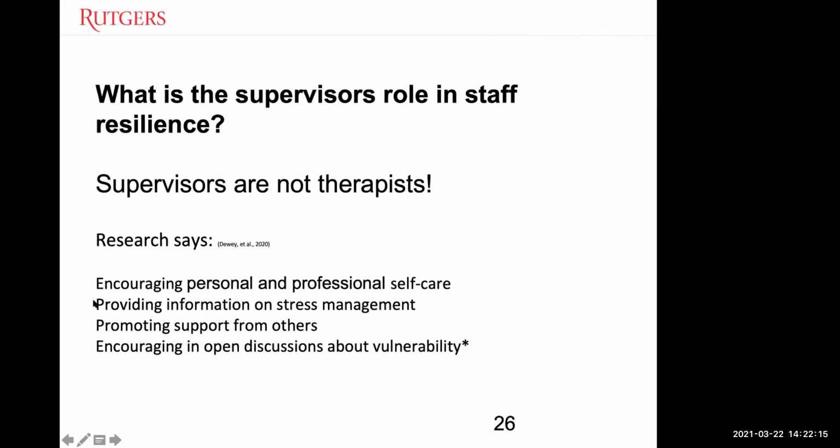And then this last one, this idea of encouraging open discussions about vulnerability. I know that's not written well, but you get the idea. Just encouraging people, if they choose to, to be a safe place to be vulnerable about what is actually going on with them. And these things are all demonstrated in the literature to have a positive effect on the well-being of people doing emotional labor.